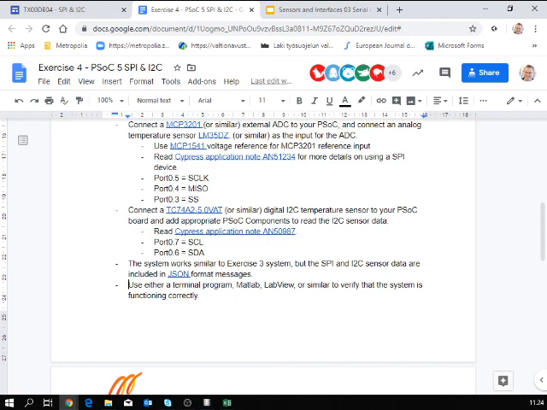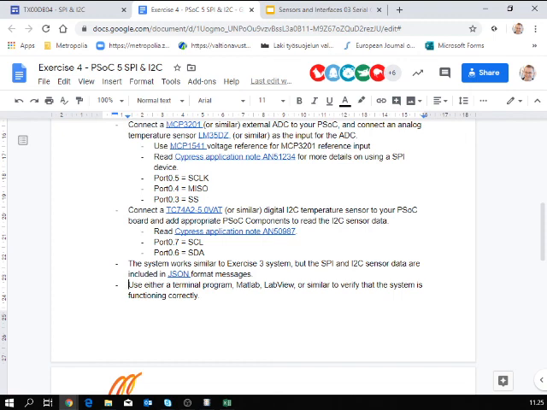That's the voltage reference. Read some notes on how to use SPI. I hope this note is the correct one. Make sure that it's the note for PSoC 5. Port 05 is serial clock, port 04 is MISO, port 03 is chip select or slave select. You don't need MOSI, master out slave in, since that A to D converter does not take any commands. It's just the input device for the processor.